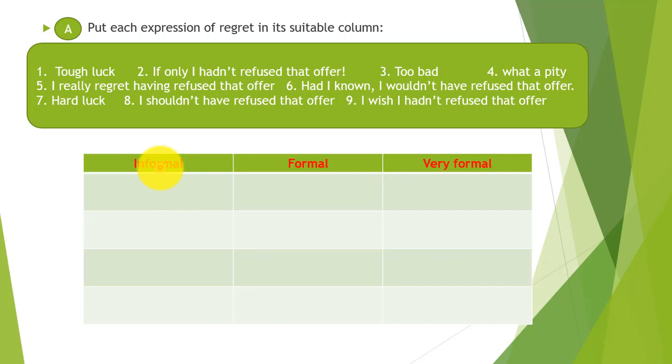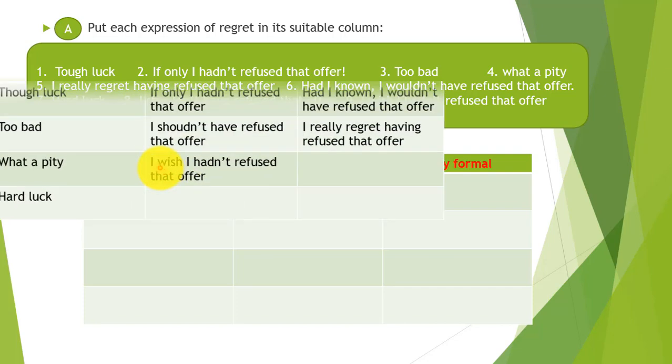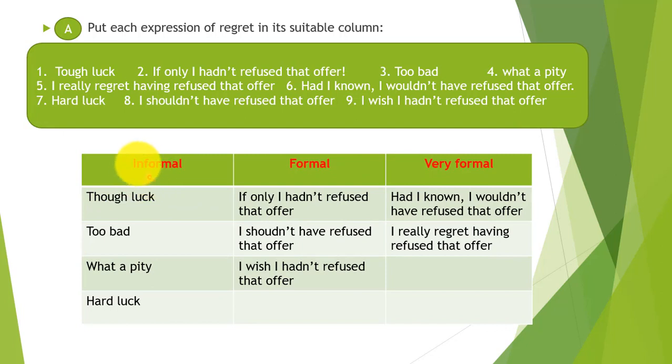So the correct answers are as follows. For informal ways of expressing regret, we can use: tough luck, too bad, what a pity, and hard luck. For formal ways of expressing regret: if only I hadn't refused that offer, I shouldn't have refused that offer, I wish I hadn't refused that offer. For a very formal way of expressing regret, we have: had I known I wouldn't have refused that offer, I really regret having refused that offer.